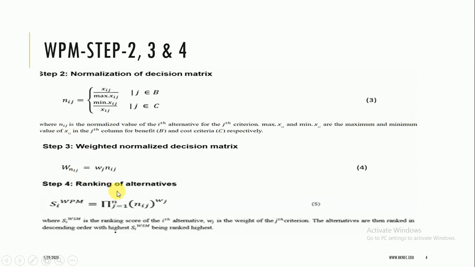And for the ranking of alternatives, instead of making a sum, we are going to make a product, and that is how the differentiation is made, and hence it is referred to as the weighted product model. So there are two major differences between the WSM, the weighted sum model, and the weighted product model. The first difference is the calculation of the weighted normalization decision matrix, and the second difference is the ranking of alternatives, or finding the preferences for ranking. So this is how things are in the weighted product model.